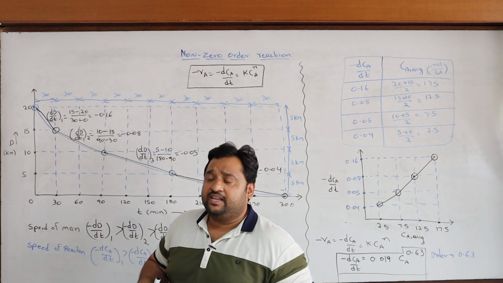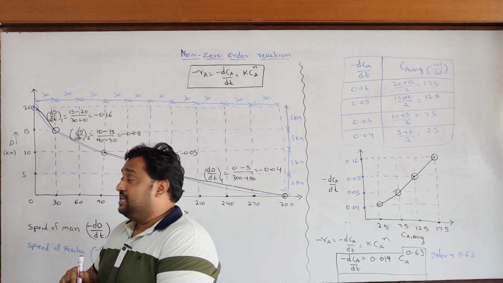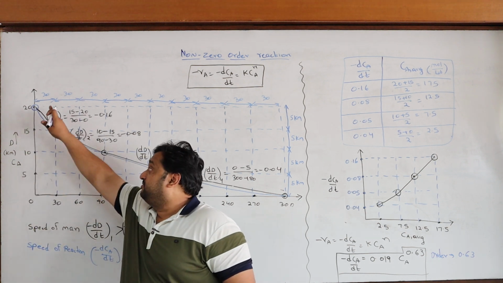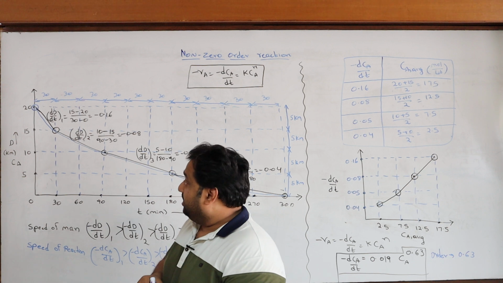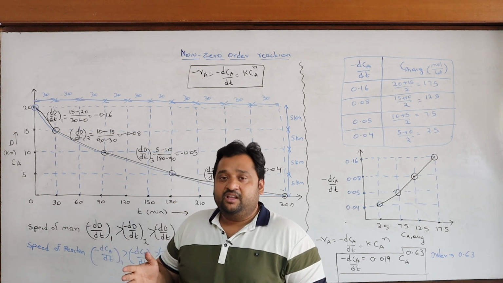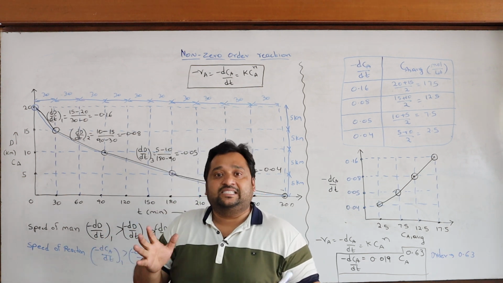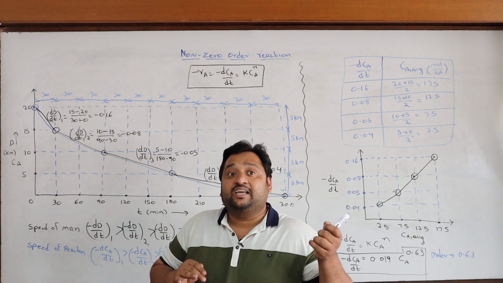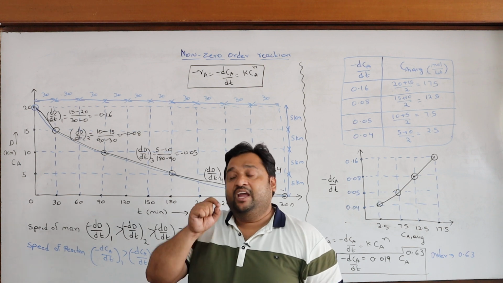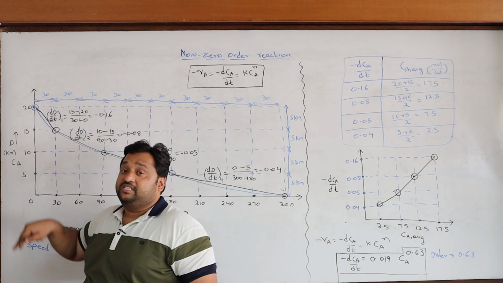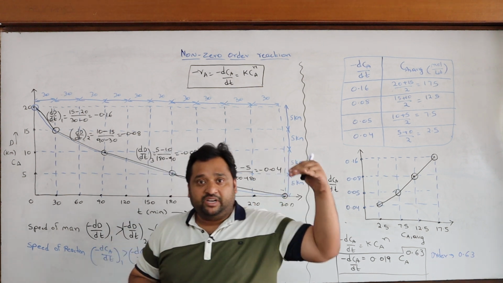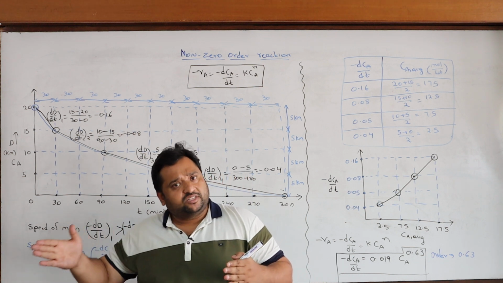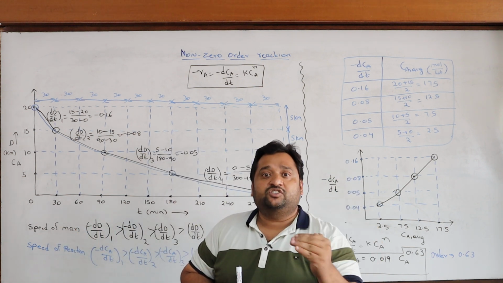Now let us apply this analogy. Imagine this is not a distance, this is the concentration. Instead of distance, imagine the y-axis as a concentration term. I have taken a batch reactor and kept some reactants inside it. I have started the reaction. The initial condition of the reaction is 20 moles per liter of the reactant A, and slowly, with the progress of time, the concentration will drop.